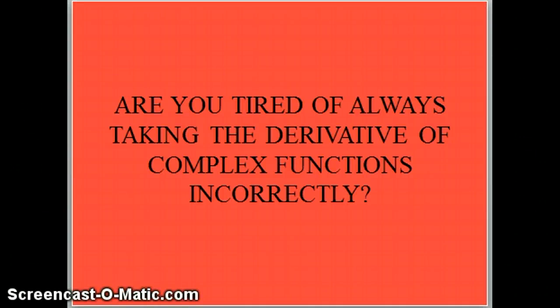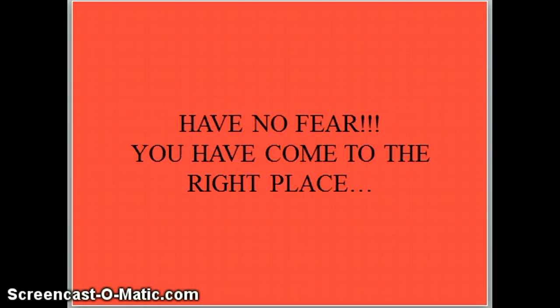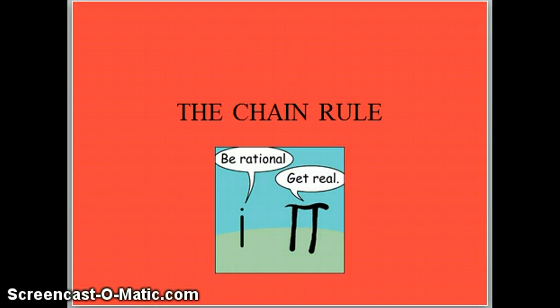Are you tired of always taking the derivative of complex functions incorrectly? Have no fear, you have come to the right place. Welcome to The Chain Rule. Here I will attempt to teach all you calculus people out there exactly how to use the chain rule so that you can correctly differentiate functions. Get excited! In just a few short minutes, you will never bang your head against a table in frustration again.